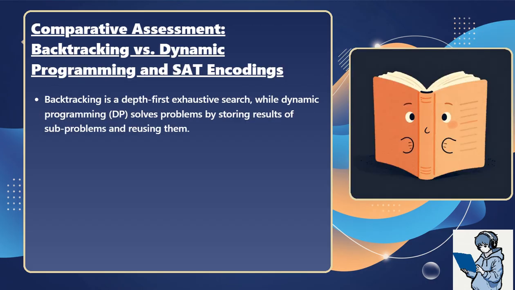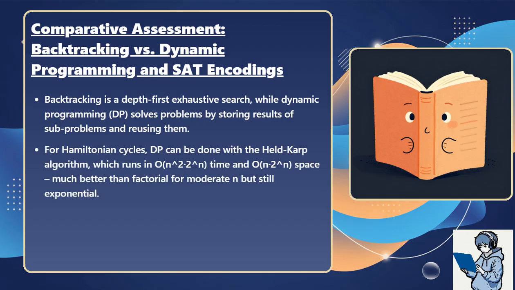Backtracking is a depth-first exhaustive search, while dynamic programming (DP) solves problems by storing results of subproblems and reusing them. For Hamiltonian cycles, DP can be done with the Held-Karp algorithm, which runs in O(n^2 * 2^n) time and O(n * 2^n) space. Much better than factorial for moderate n, but still exponential. DP works well when we need the exact optimum of a weighted version.